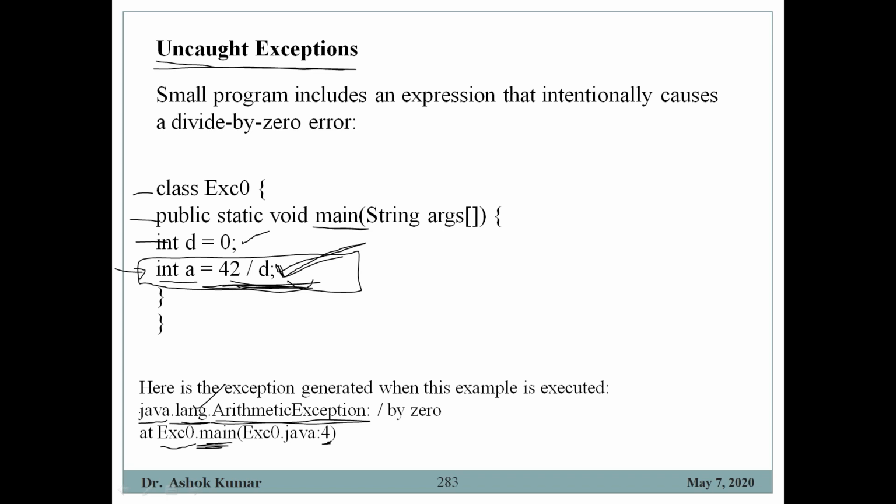The detail of the exception is that it is of type arithmetic exception, and it is a divide by 0 exception, right? So this is the detail that the default exception handler will display. But in this case, Java's default exception handler is working.